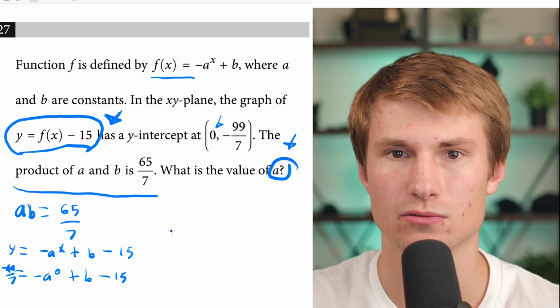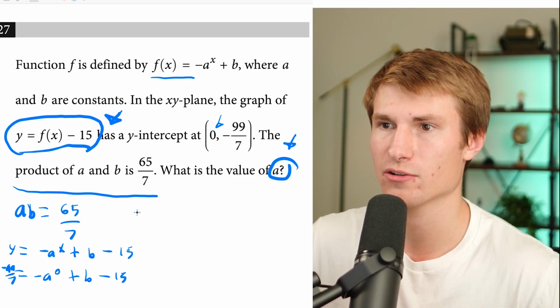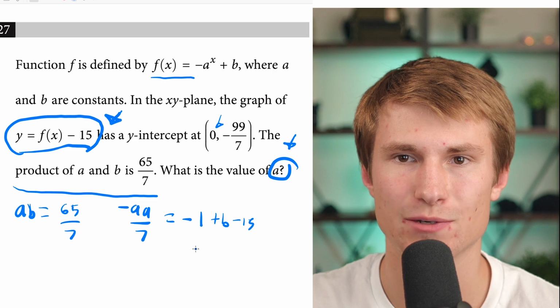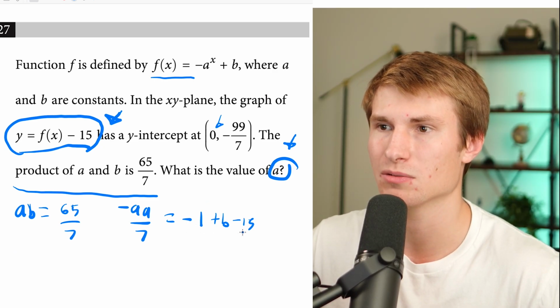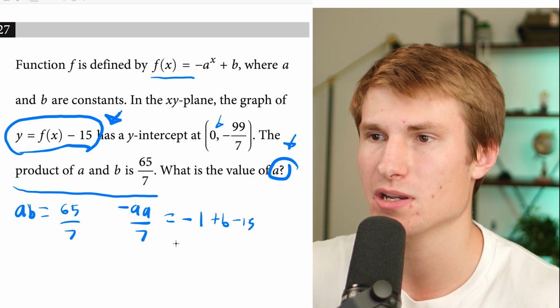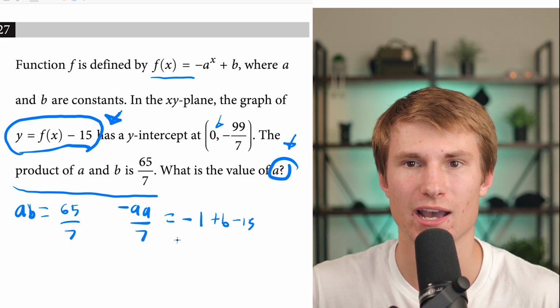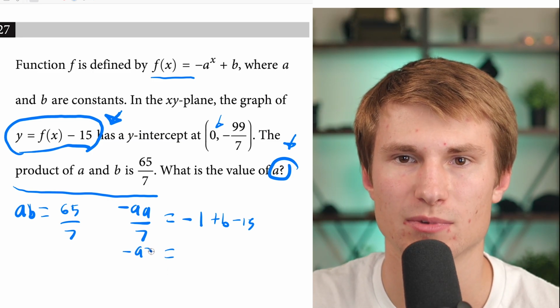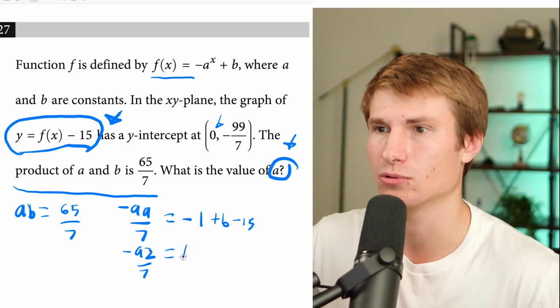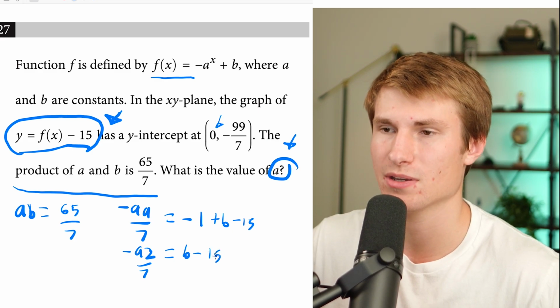So to solve for b, we can go ahead and write this, and I'll try to write it out a little bit bigger up top. So as you can see, we had a to the power of 0, and any number to the power of 0 is 1. So that leaves us with this negative 1 plus b minus 15. Now from here, what I'll do is I'll go ahead and add 1, or add 7 over 7 to both sides. Now once I add 7 over 7 to both sides, I'm left with negative 92 over 7 is equal to b minus 15. I'll do the same thing with that 15.